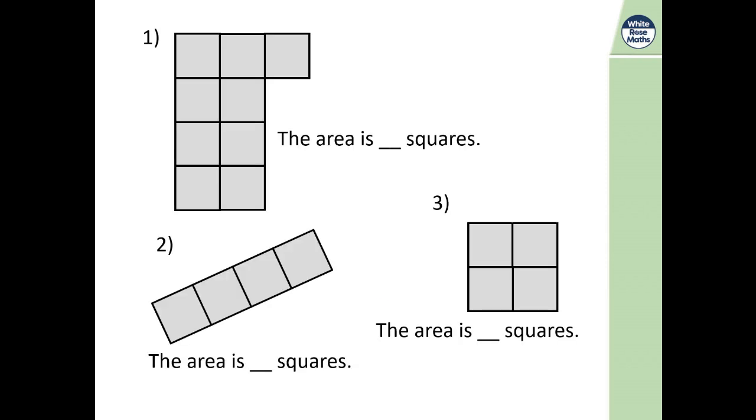Have a look at these here. Pause the video now and see if you can work out the area by counting squares. How did you get on? The first one is 9 squares. The second one is 4 squares. And the third one is also 4 squares.